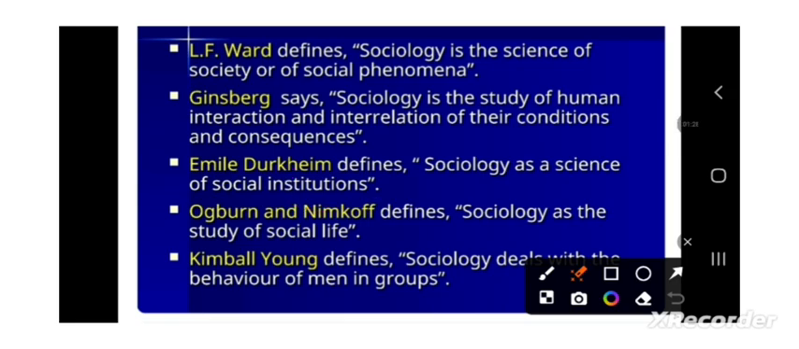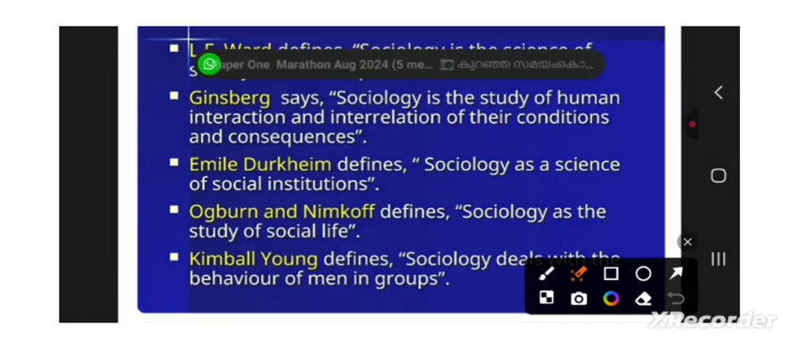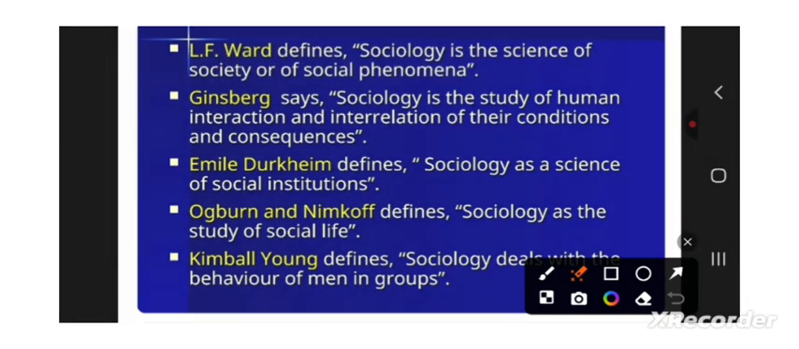One of the founding figures of sociology, Durkheim defines it as the science of social institutions. Social institutions like the family, government, religion, and education are the established, enduring structures that organize human behavior. So, sociology as a science of social institutions.